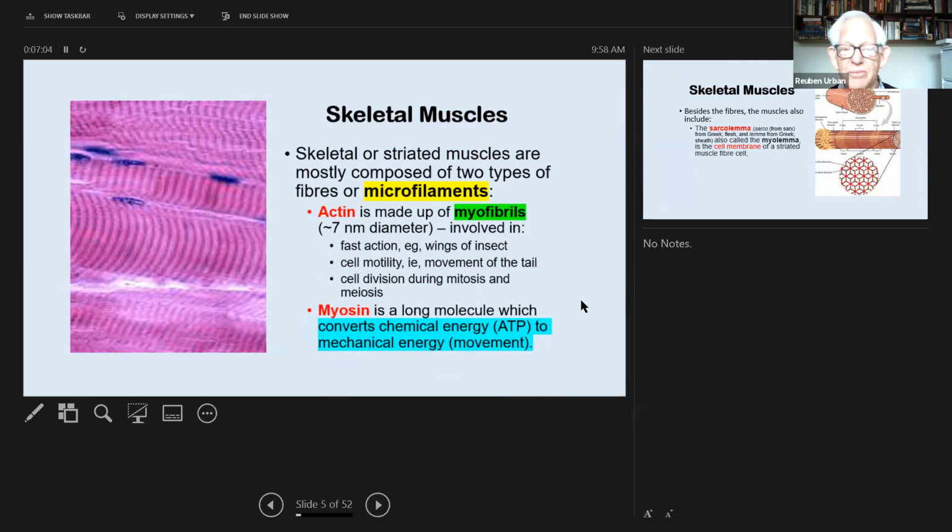Now, the second one that we've got is called myosin, and it's a long molecule, and what it does, it converts chemical energy in the form of ATP into mechanical energy. So we produce ATP in our bodies, and this myosin converts chemical energy into mechanical energy. And that's how we move. So actin and myosin make up, excuse me, this particular pattern here.